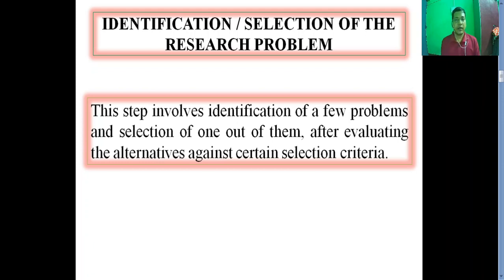Identification or selection of the research problem. These steps involve identification of a few problems and selection of one out of them. If you have lots of problems, you have to select only one for your research after evaluating the alternatives against certain selection criteria. There must be certain selection criteria, and on the basis of them you select only one problem.